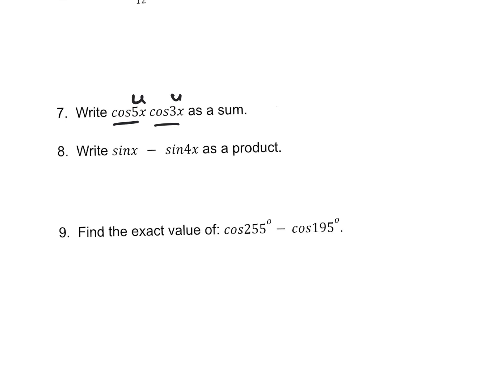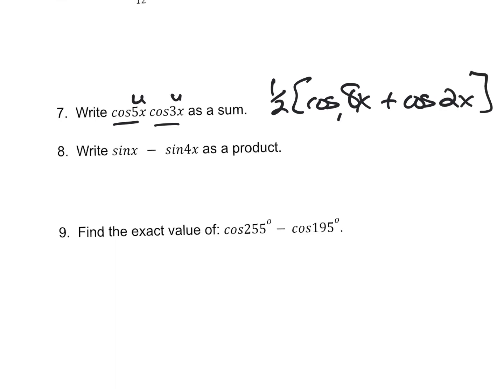Okay, so cosine times cosine. It says 1/2 times cosine u plus v. Sorry about that. 8x plus cosine u minus v. 5x minus 3x is 2x. If you want to distribute the 1/2, that's a good thing to do also. I probably will not count it wrong whether you distribute or not, but it kind of looks better if you do. Number 8, right, that's a product. Now this one says sine minus sine, so I'm looking for a sum to product.